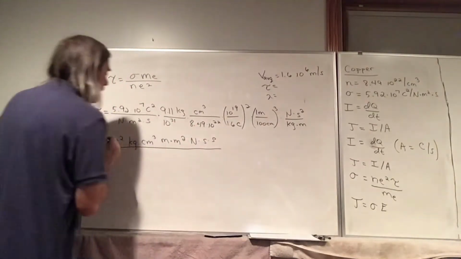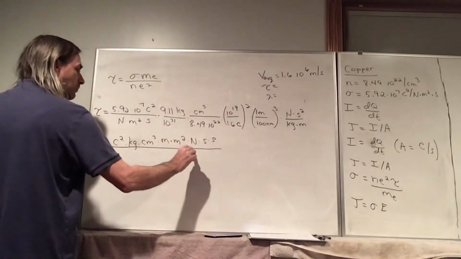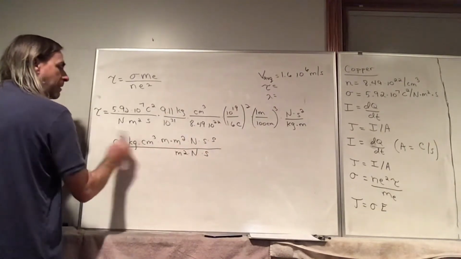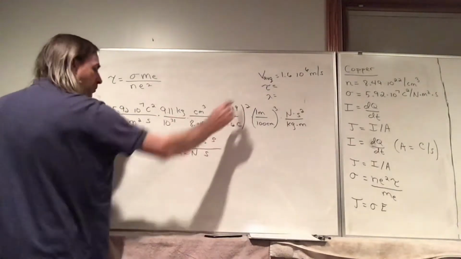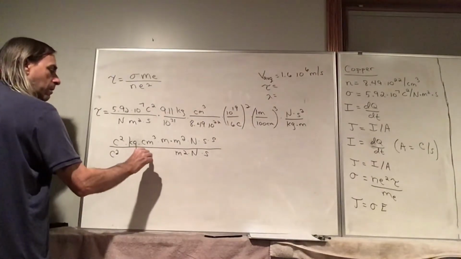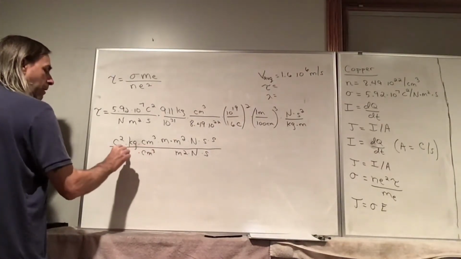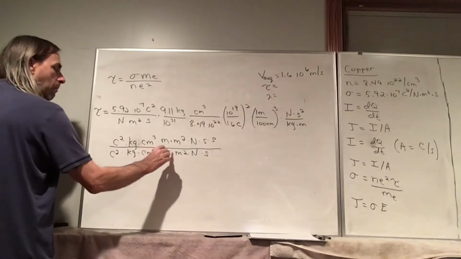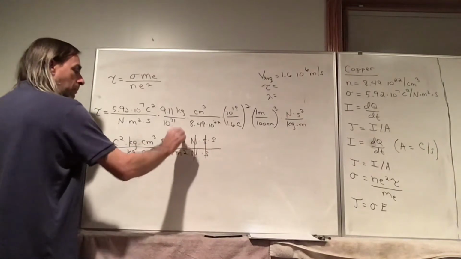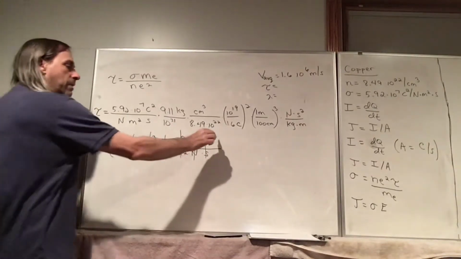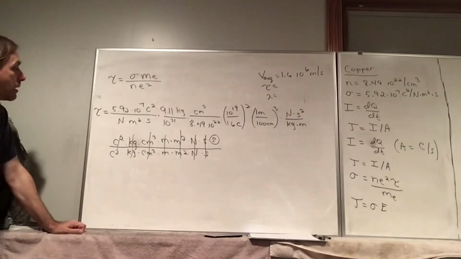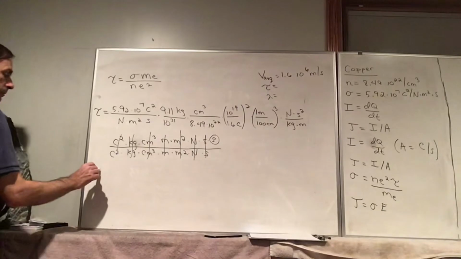So let's look at the bottom now. We have Newton meters squared times a second. Over here we have coulomb squared, centimeters cubed, and then a kilogram and a meter, and that's it. So all that cancels out. We're left with a second. So that's good. So let's clean this up then.